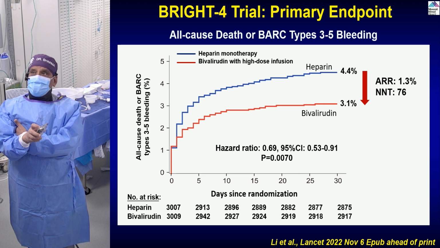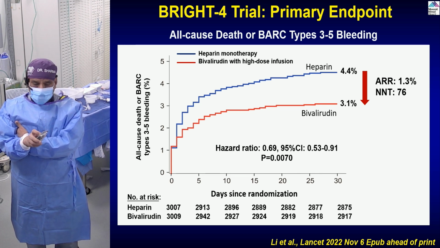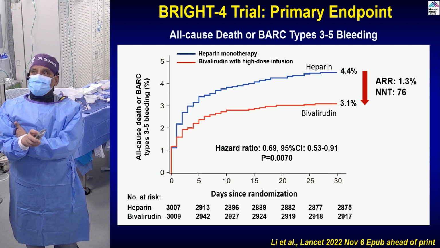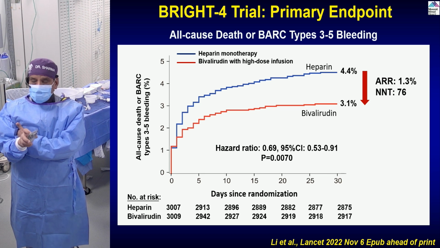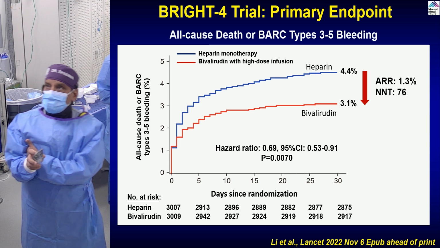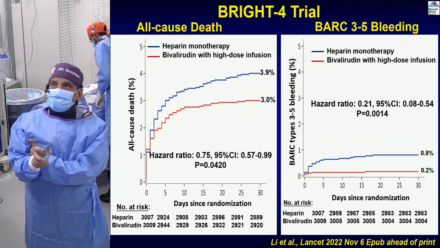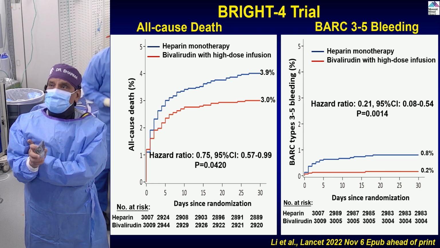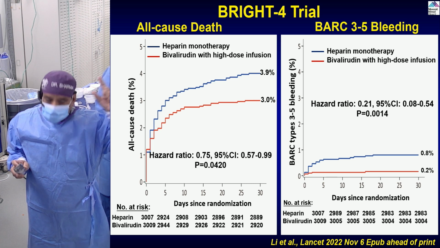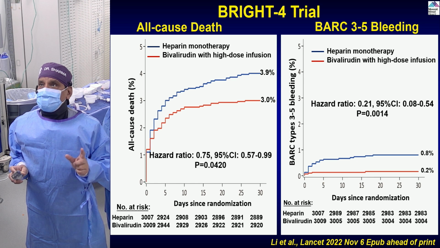Now, what were the results? Very dramatic. Death or BARC type 3 to 5 bleeding, which is the significant bleeding, is decreased by 1.3%. So basically, number needed to treat is 76 to decrease one event of death or bleeding. And you say, well, what does it mean? Look at the death. 3.9 to 3, almost 1% difference. Remember, 1% difference was also in HORIZONS. So consistently the same data. 30-day, 1% lower mortality with bivalirudin.